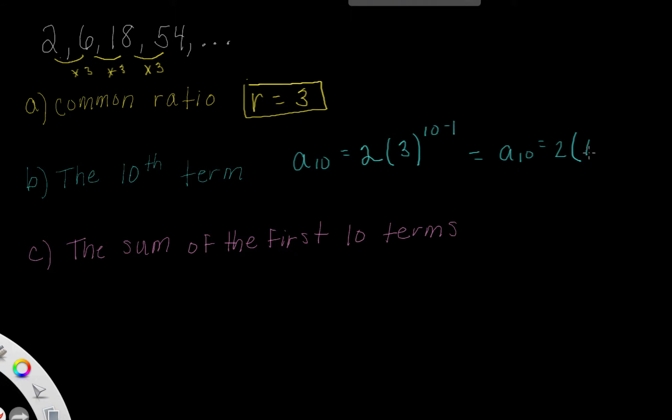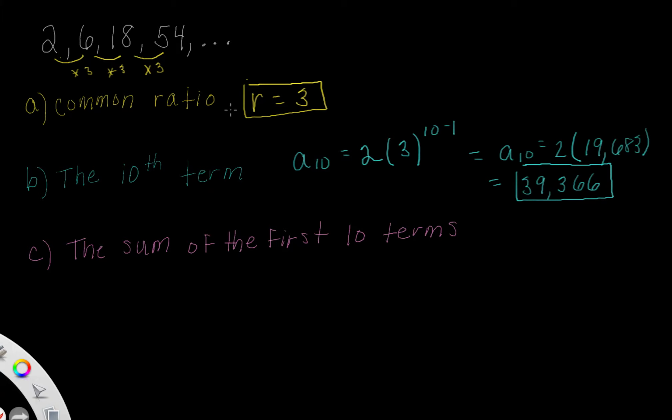You should have gotten 19,683. And 2 times 19,683 is 39,366. So that would be the 10th term. Well, now we want to find the sum of the first 10 terms.